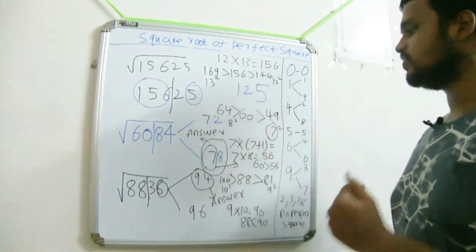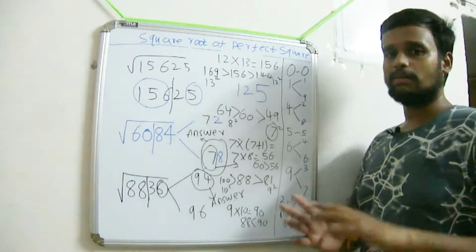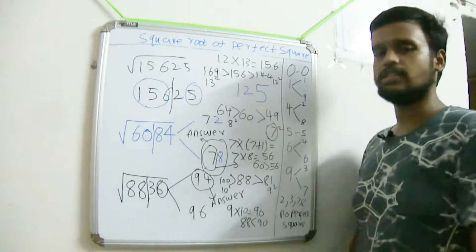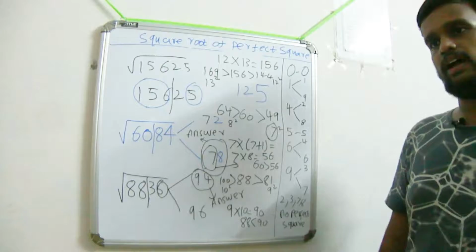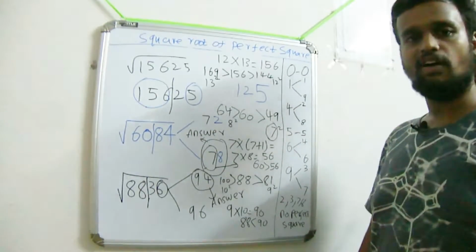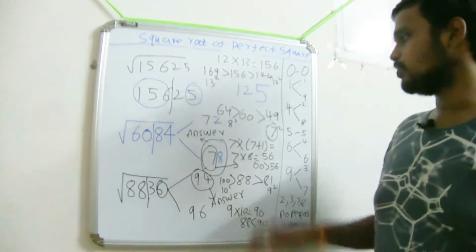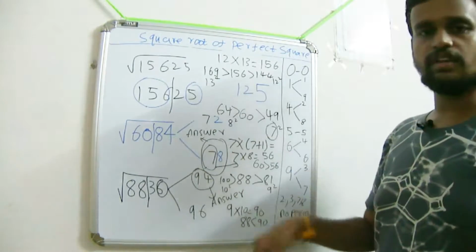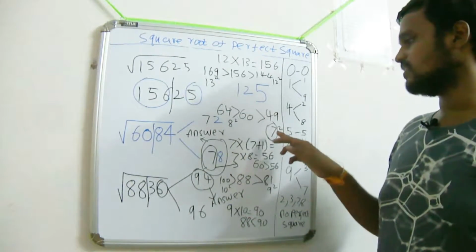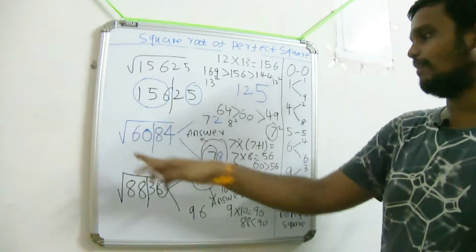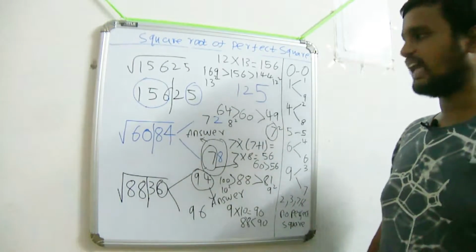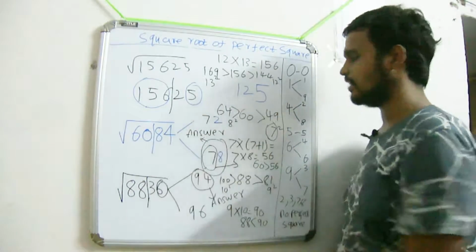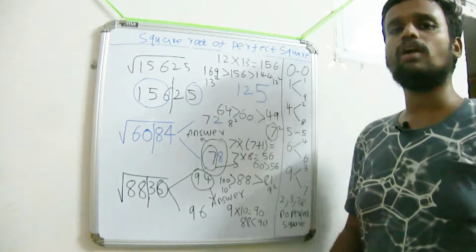Okay, if it ends with 2 and 8, next you have to find what number comes in front. If I take 60, then 7 squared will be 49 and 8 squared will be 64. So it is between 49 and 64. As a result, the square root of this number must start with 7. So it can be either 72 or 78. Next you have to find which number it is.